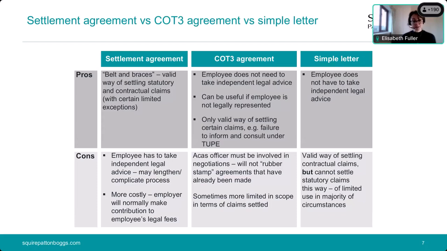You might want to use a simple letter in circumstances where you're dealing with an employee who doesn't have 2 years service, for example, and so you haven't got the risk of an unfair dismissal claim there. And also where you haven't got any concerns about a potential whistleblowing or discrimination claim. It's also worth thinking about the reputation of the employee and whether or not the employee would be willing to damage their credibility by bringing a claim in direct conflict with a letter that they signed, agreeing that they wouldn't in return for receiving a payment. But like I said, rarely are you going to be using a simple letter to validly settle claims with an employee. You're either going to be using a settlement agreement or a COT3 agreement if that's more appropriate.